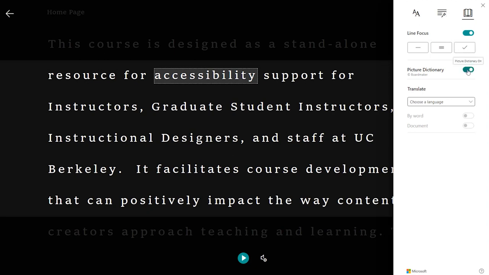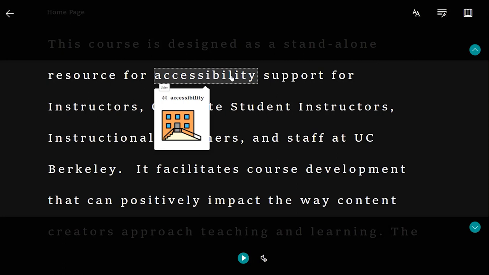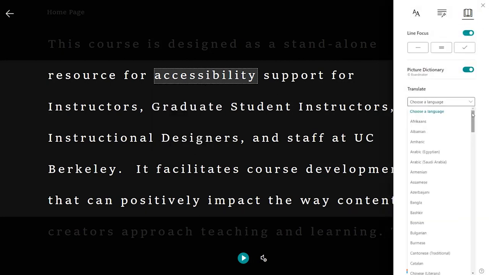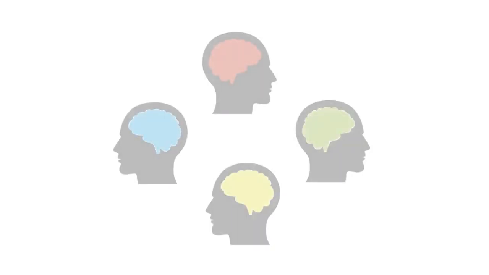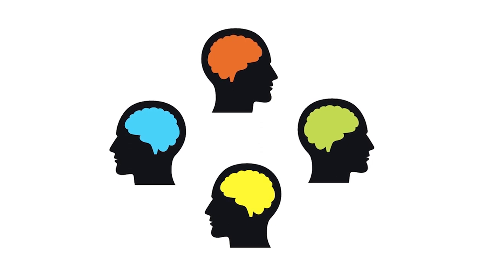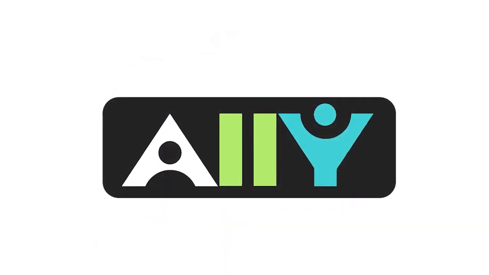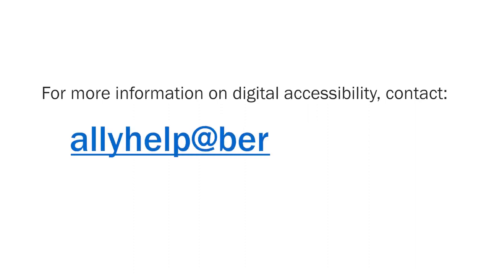There's also a Picture Dictionary option that provides a visual representation of the most common words used in the displayed text. And finally, the Translation feature offers over 100 languages. Immersive Reader is a unique reading engagement tool available through Ally and bCourses. For more information, contact Ally Help at berkeley.edu.